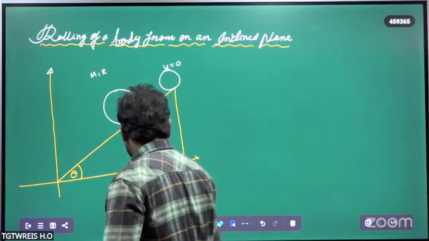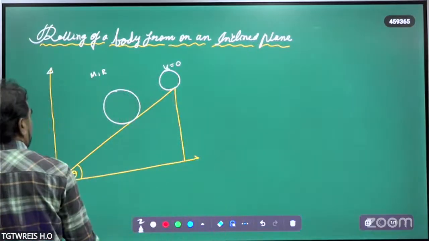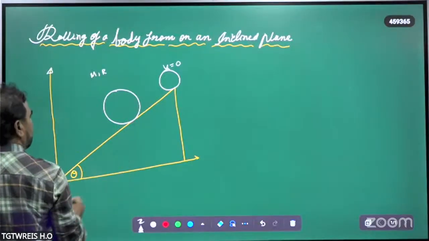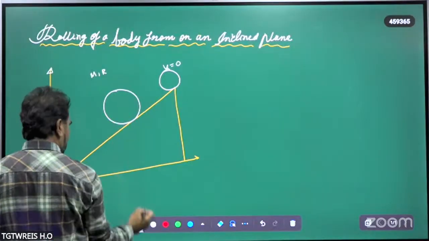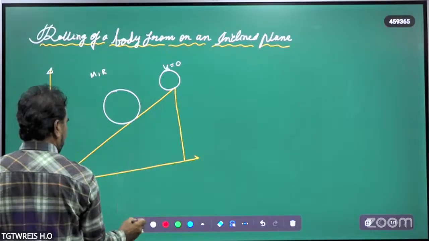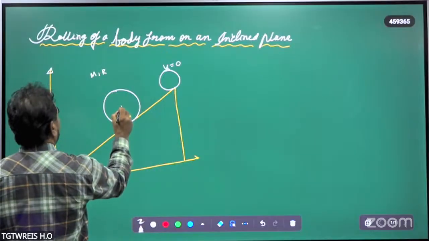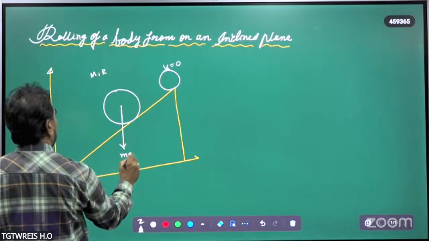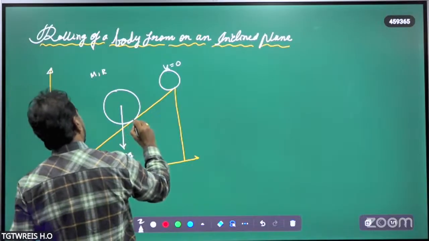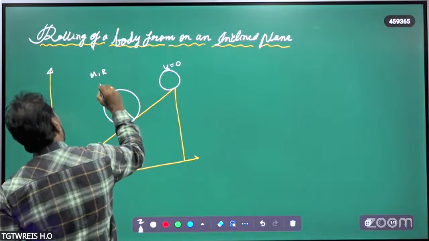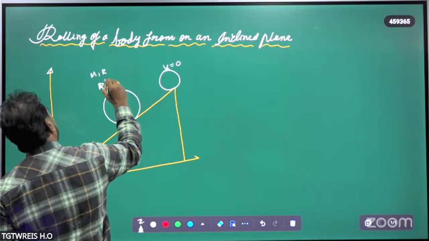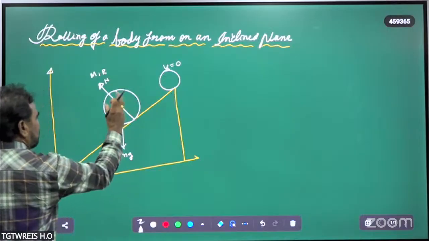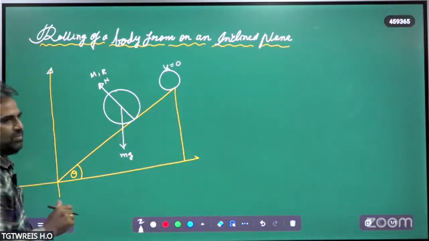Okay. Here see, suppose the body is rolling like this. When it is at this point P, its weight mg will act in the downward direction. And the normal reaction force N will act in the upward direction.